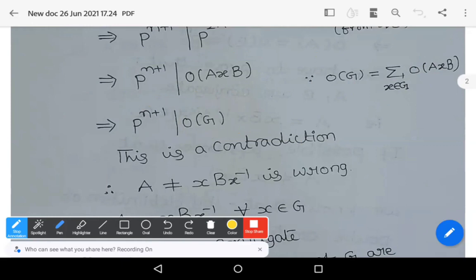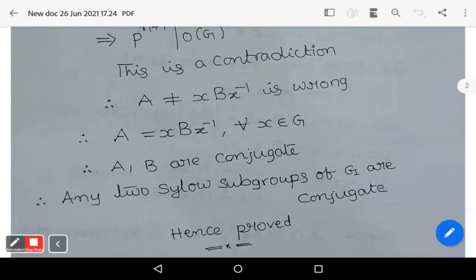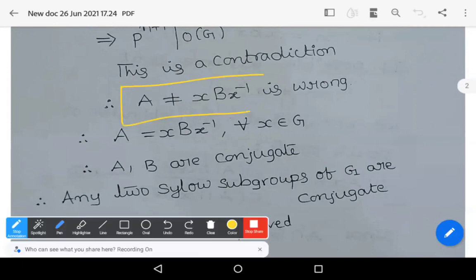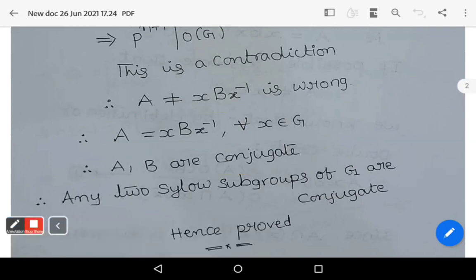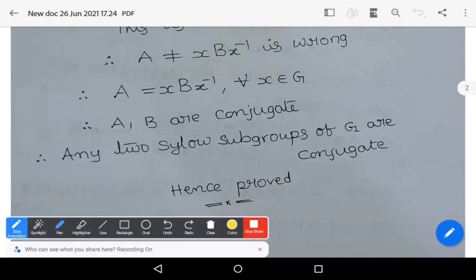This is a contradiction. So our assumption that A is not equal to x B x inverse is wrong. Then what is right? A is equal to x B x inverse for some x belonging to G. It means A and B are conjugate. It means any two Sylow subgroups of G are conjugate to each other.